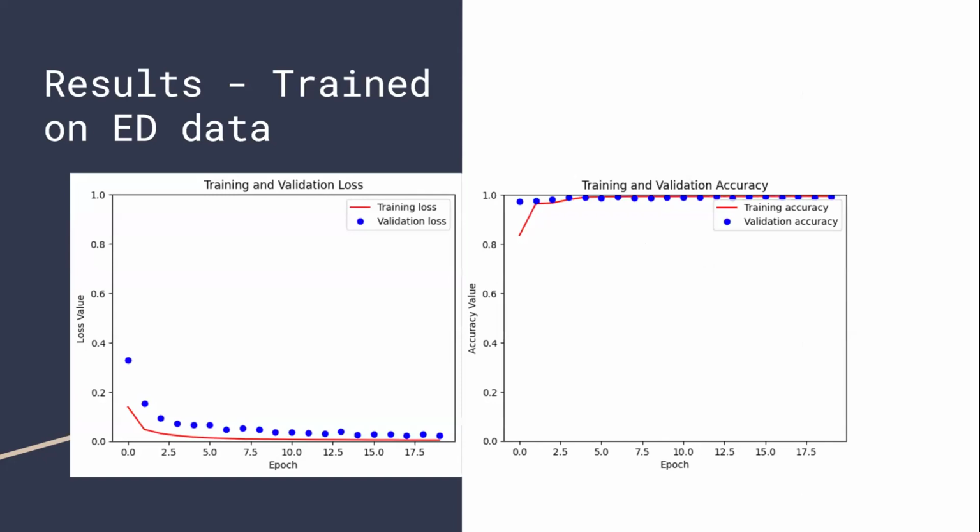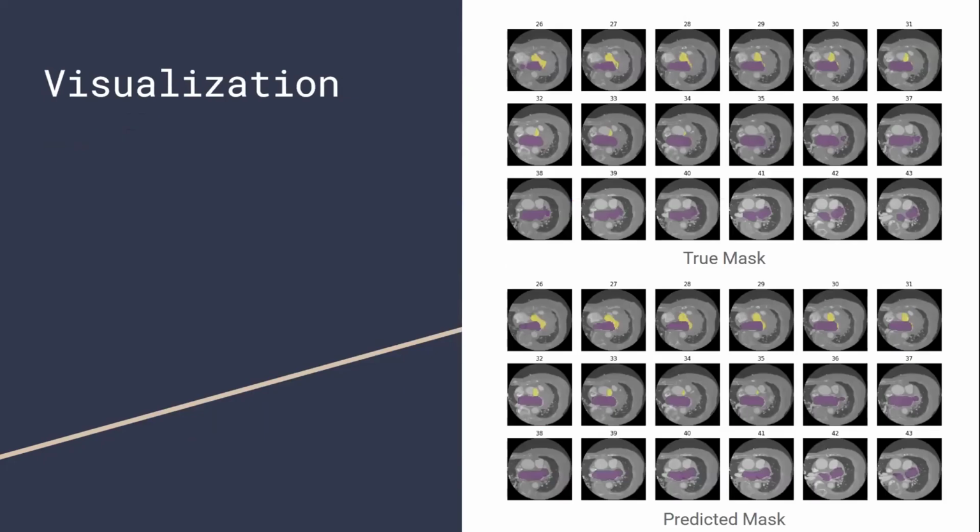Okay. And here's the results just trained on the end diastole data, and it just follows the same trend, and accuracy is really high just from the first epoch. And still the loss is low in the beginning. I think we can just jump to the visualization. So here you can see they also did a pretty good job.